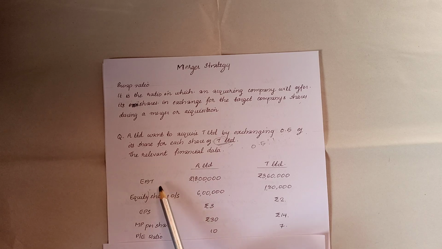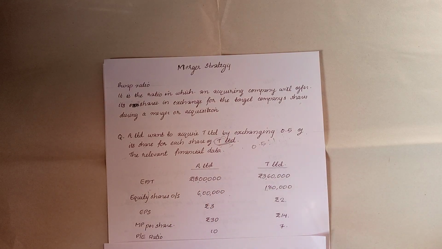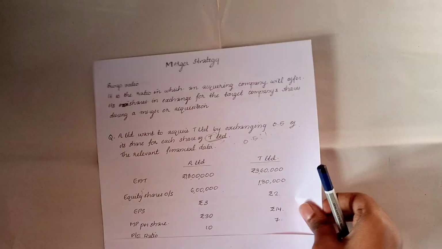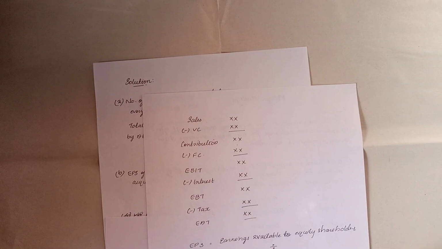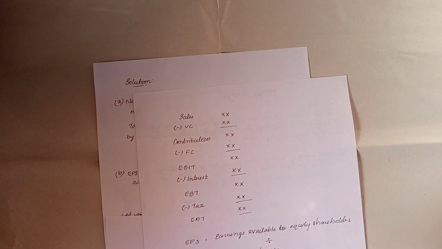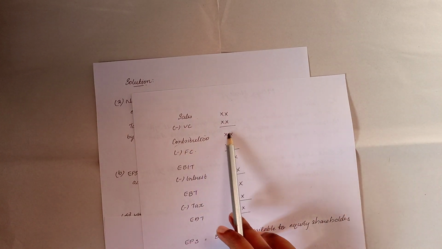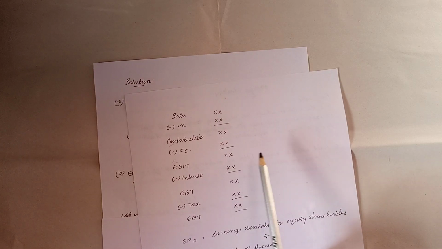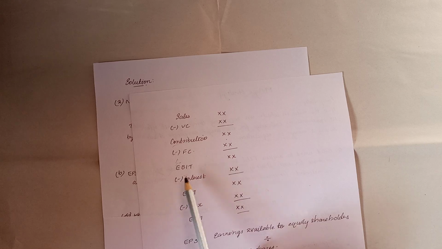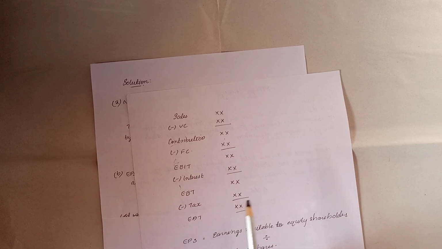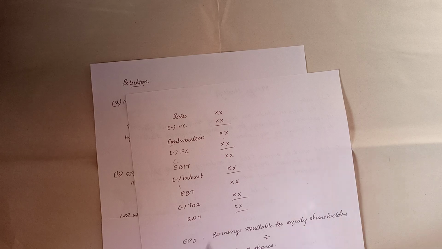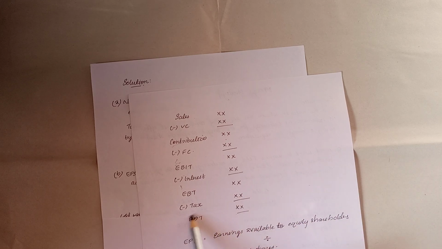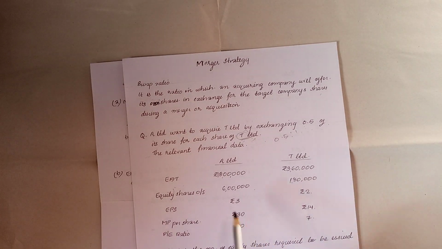Earnings after tax is given for both companies, A Limited and T Limited. How can we find earnings after tax? Sales minus variable cost gives contribution. Contribution minus fixed cost gives EBIT, which means earnings before interest and tax. Minus interest gives EBT, which means earnings before tax. Minus tax gives EAT, that's earnings after tax.